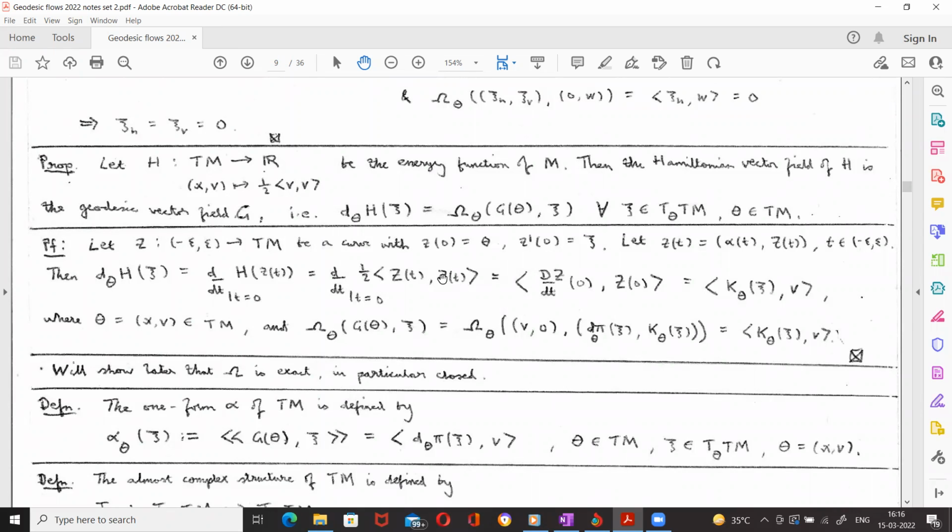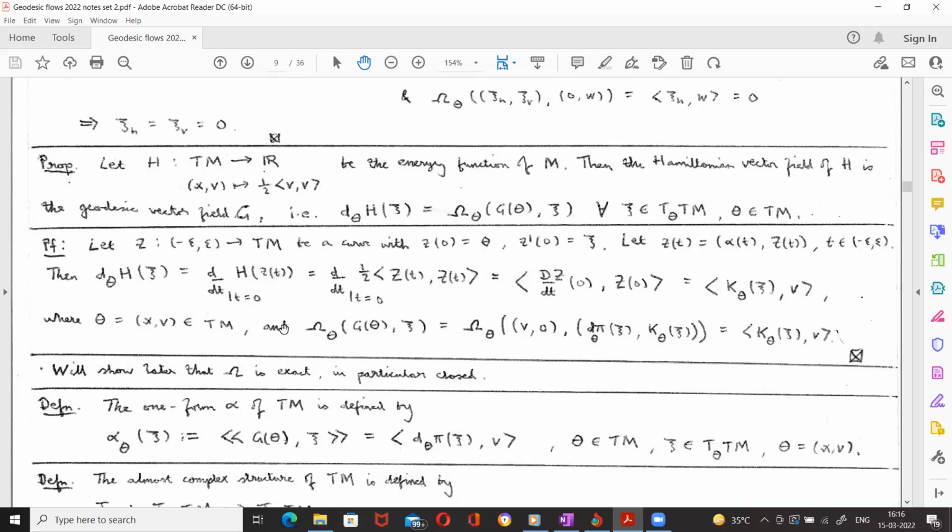By compatibility with the metric, this is the inner product of DZ/dt at 0 with Z0, right? And what is DZ/dt at 0? By definition, this is K theta of xi. This is the definition of the connection map. And Z0 is v. So this is the inner product of K theta xi with v, right?